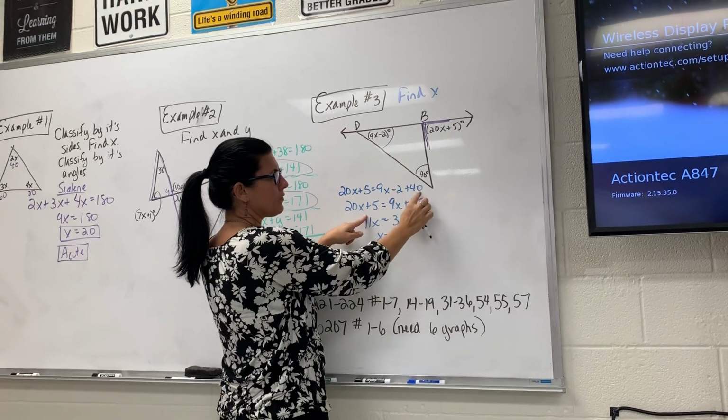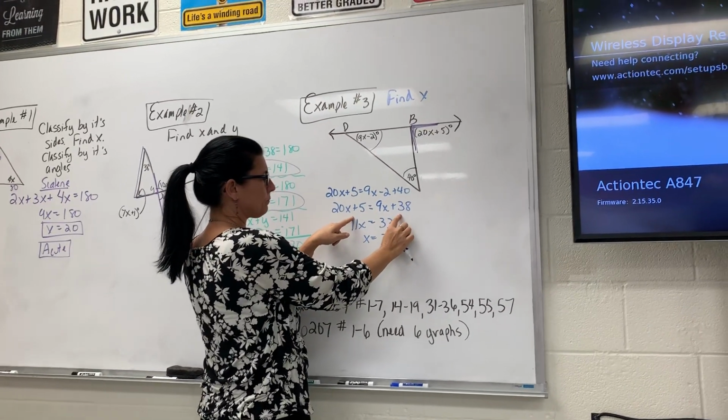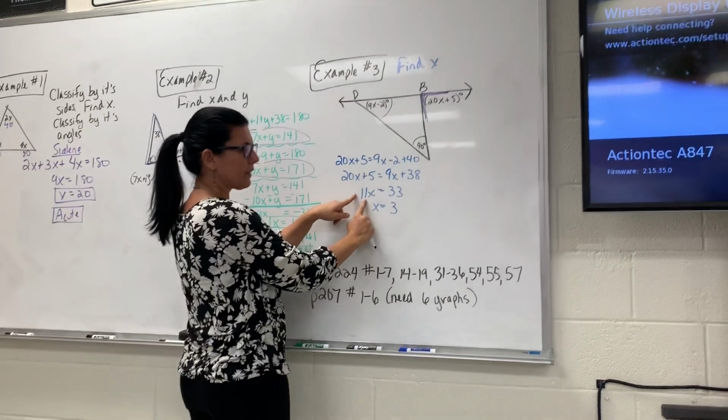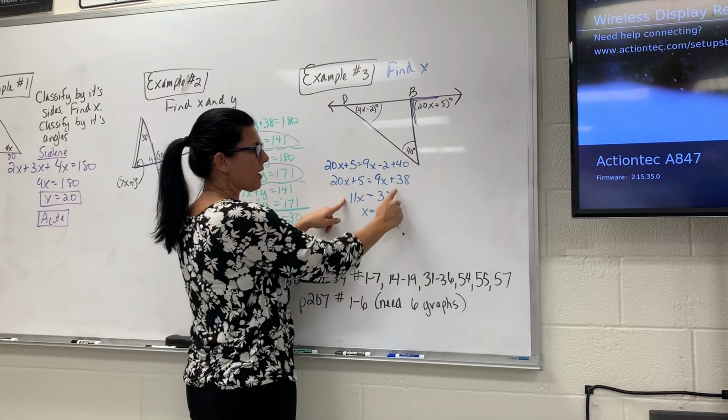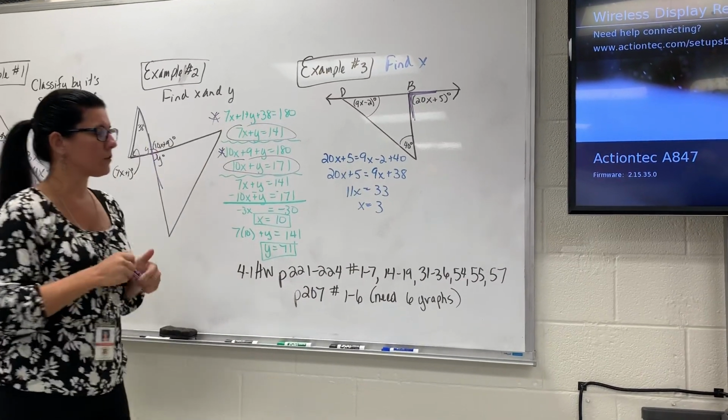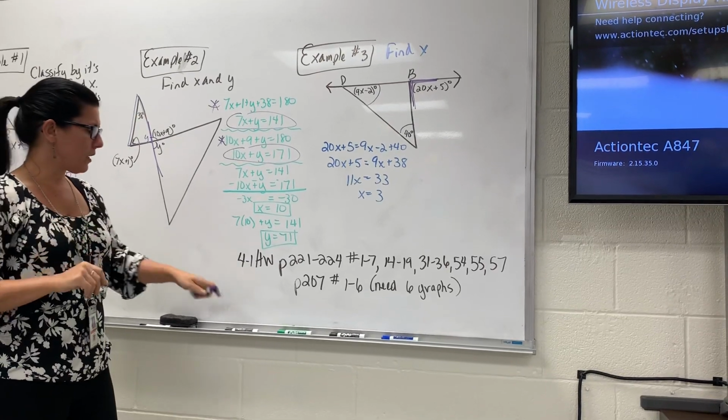Simplified the right, negative 2 plus 40 gives me 38. Moved my 9 over, so 20x minus 9x gives me 11x. Subtracted the 5 on this side, got 33. Divided both sides by 11 and got x equals 3. So there's a couple of examples for you to help you get started.